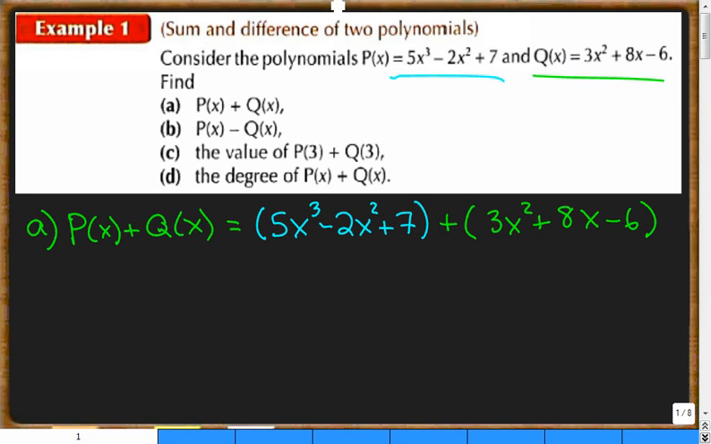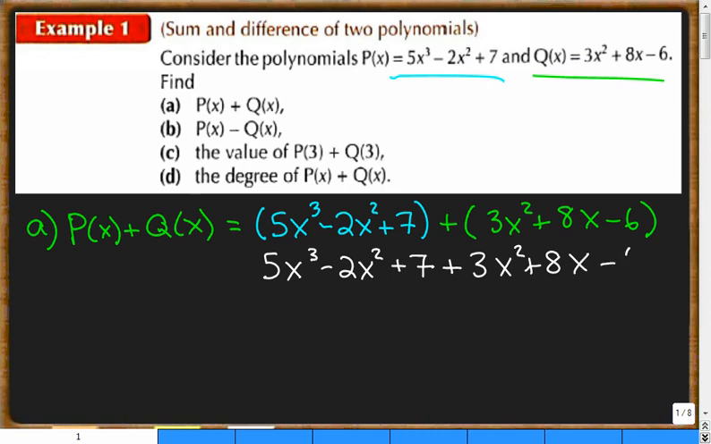Well, when we add these, this bracket, since it's being multiplied by just 1, goes away. So we get 5x cubed minus 2x squared plus 7. Over here, this is multiplying by a positive 1, so this bracket can just be taken away. So we get plus 3x squared plus 8x minus 6.